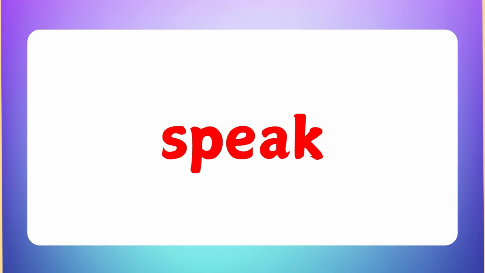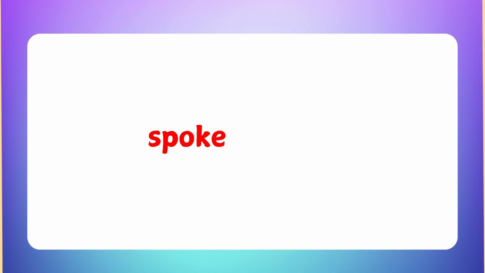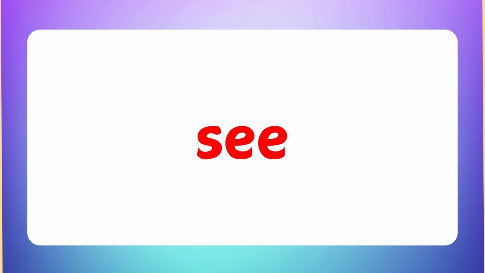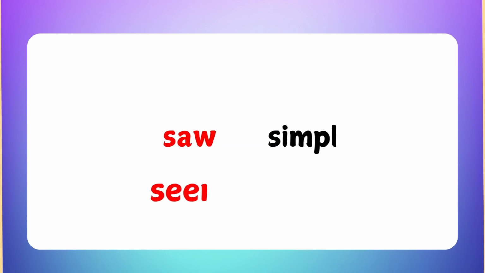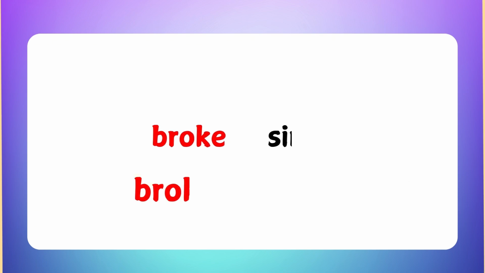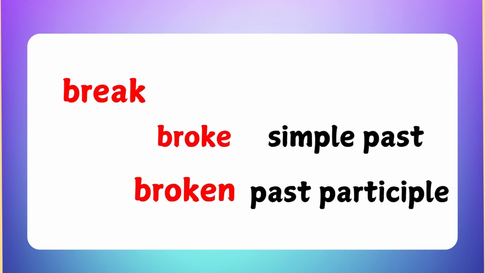Example, the word speak, the past tense is spoke and the past participle is spoken. This is another irregular verb. The word see, the past tense is saw and the past participle seen. What about this verb? Break. It's an irregular verb. The past tense is broke and the past participle is broken.